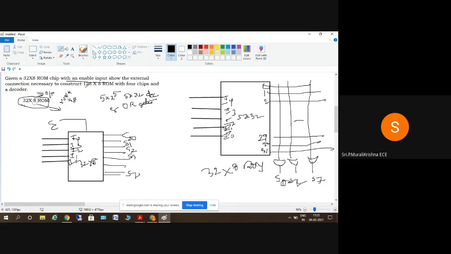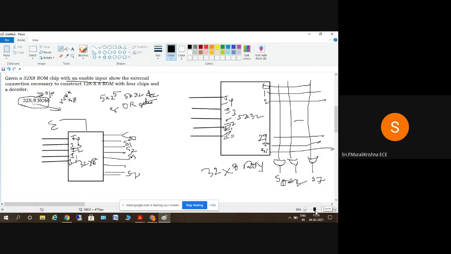So what I need here is a 128 into 8 ROM. 32 into 4 gives a 128 into 8 ROM, so I'll be using four ROM chips of this kind. I'll use this architecture, and each of them will be selected with the help of the enable signal. For this I need a 2 to 4 decoder, which selects one among the four 32 into 8 ROMs.